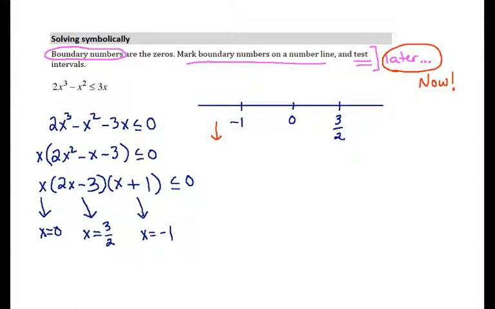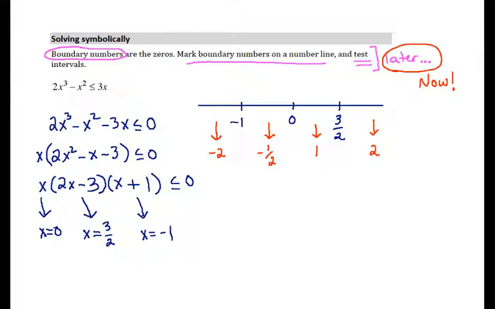So I want a number that's to the left of negative 1. I'm going to choose negative 2. I want a number that is between negative 1 and 0. I'm going to choose negative 1/2. I also want a number that's between 0 and 3/2. I'll choose positive 1. And I want a number that's to the right of positive 3/2. I'll choose positive 2. So lots of different numbers could work for this. These are the ones I'm choosing. I usually pick the simplest number from each interval. I picked negative 1/2 only because there are no integers between negative 1 and 0.